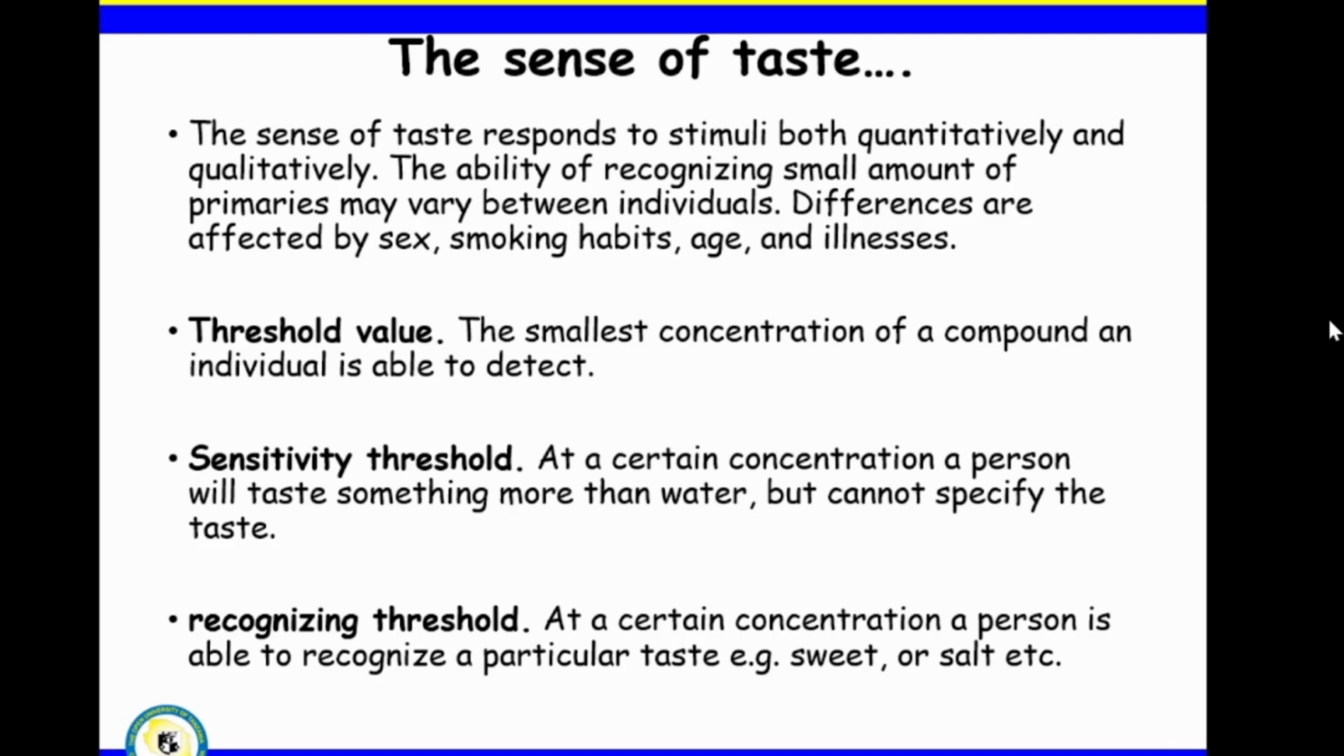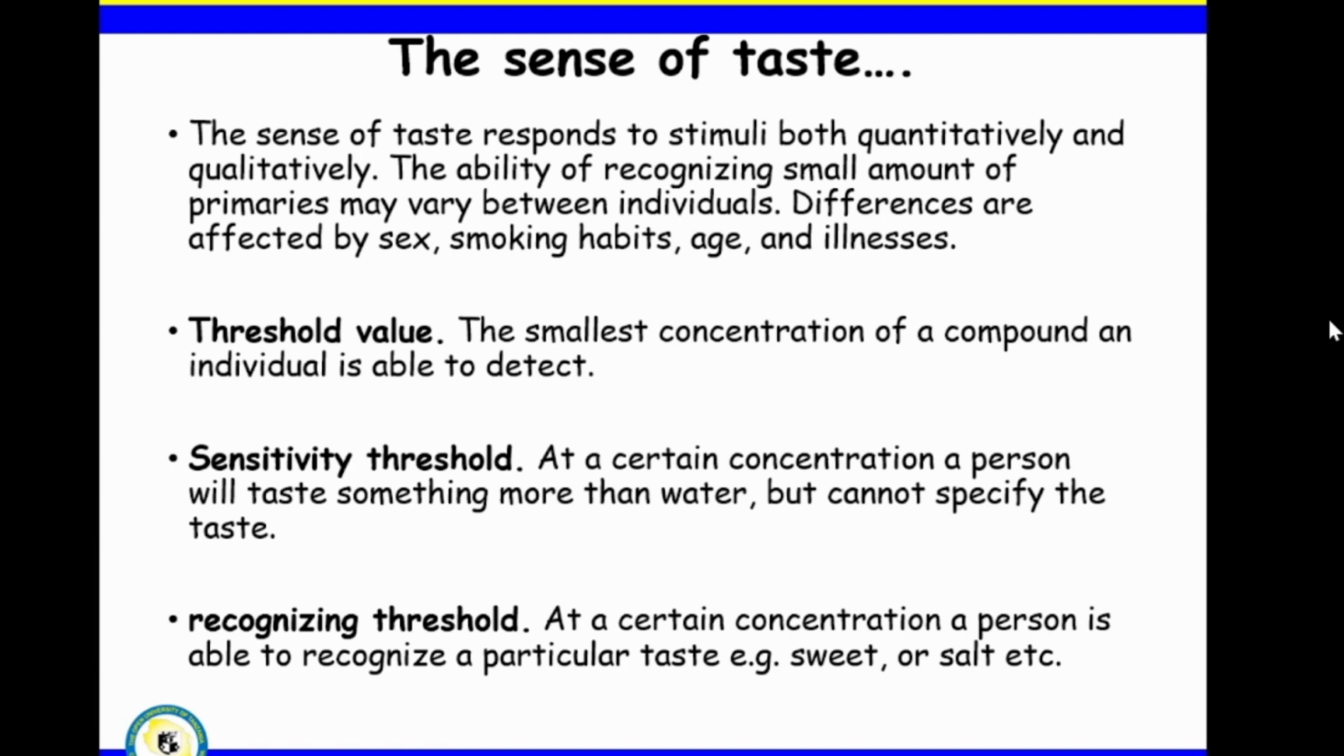So the ability of recognizing small amounts of primaries may vary between individuals, and these differences are affected by sex, when you compare male and female. Smoking habits also affect the ability to recognize the concentration level of taste, but also age and illness. And there are terminologies, I can say, which you need to understand in order to be able to discuss the sensory evaluation results. The first is threshold value. Threshold value is the smallest concentration of a compound an individual is able to detect.